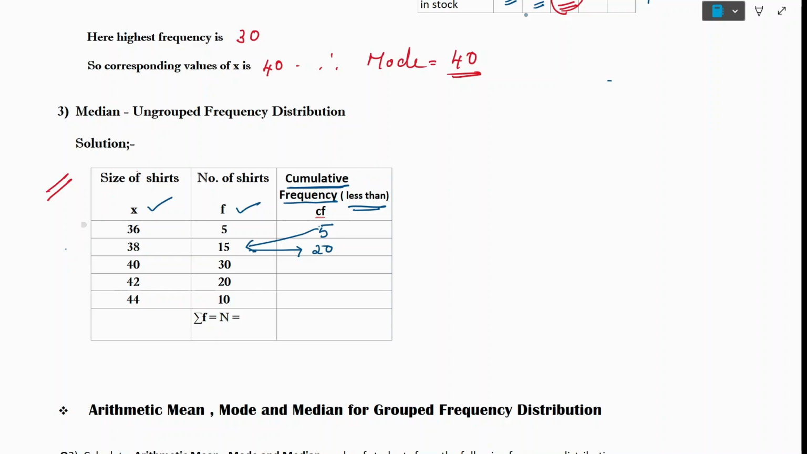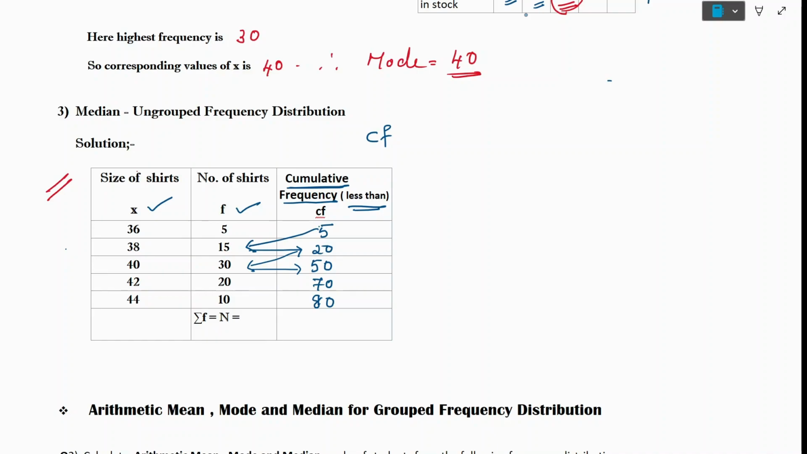That means, for shirt size 38, up to 20 is the frequency, which includes size 36 also. Like that it goes. Next is 20 add with 30, that is 50. Keep on increasing the value: 50 plus 20 is 70, and 70 plus 10 is 80. So 5, 20, 50, 70, 80 is the cumulative frequency column. It is denoted by CF.